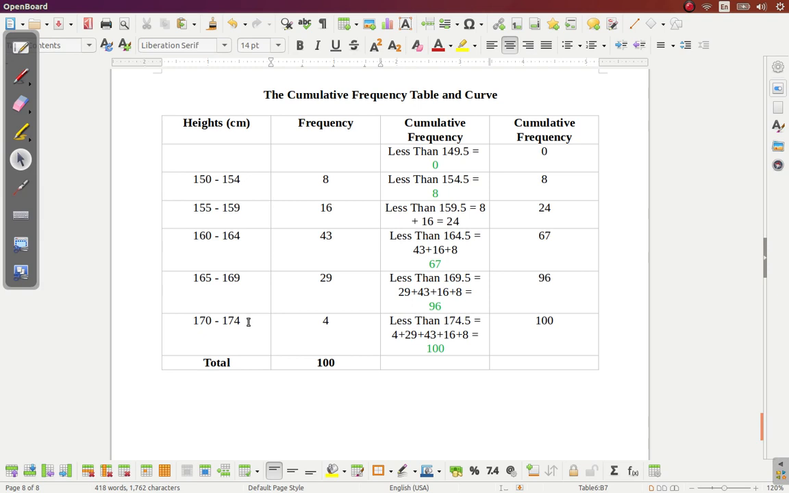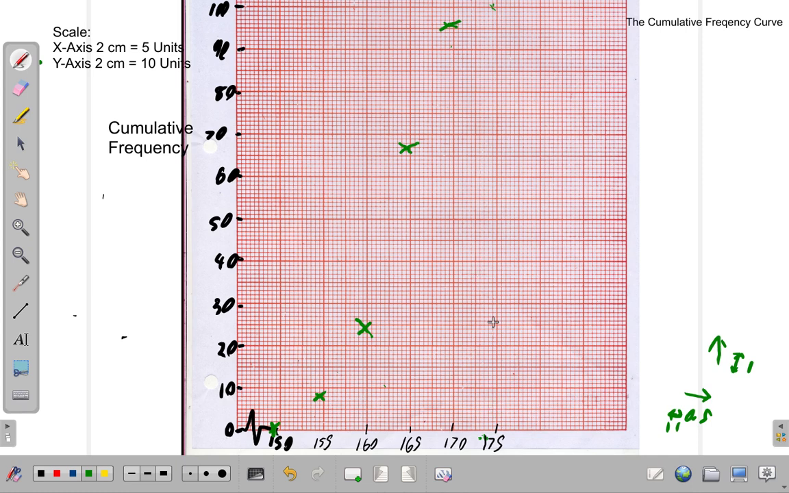Remember, you don't touch 175, you go up to 174. But you could have gone up to 174.5, not really touching 174.5 but close to it, and round back down to 174. So 174.5, 100. So you are right here. Okay. Nice.